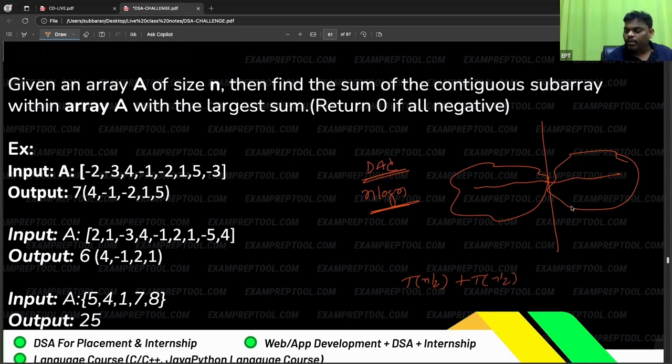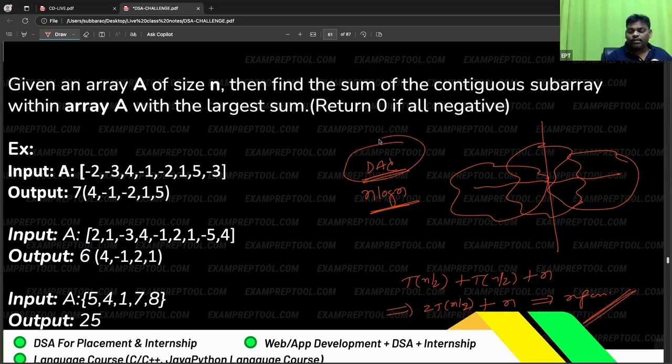Next, you have to combine. There is a cross sum also required, which will take n time. So finally it will become 2T(n/2) plus n. If you solve this recurrence, you will get n log n time. This problem can be solved using divide and conquer, and n log n is the time complexity.